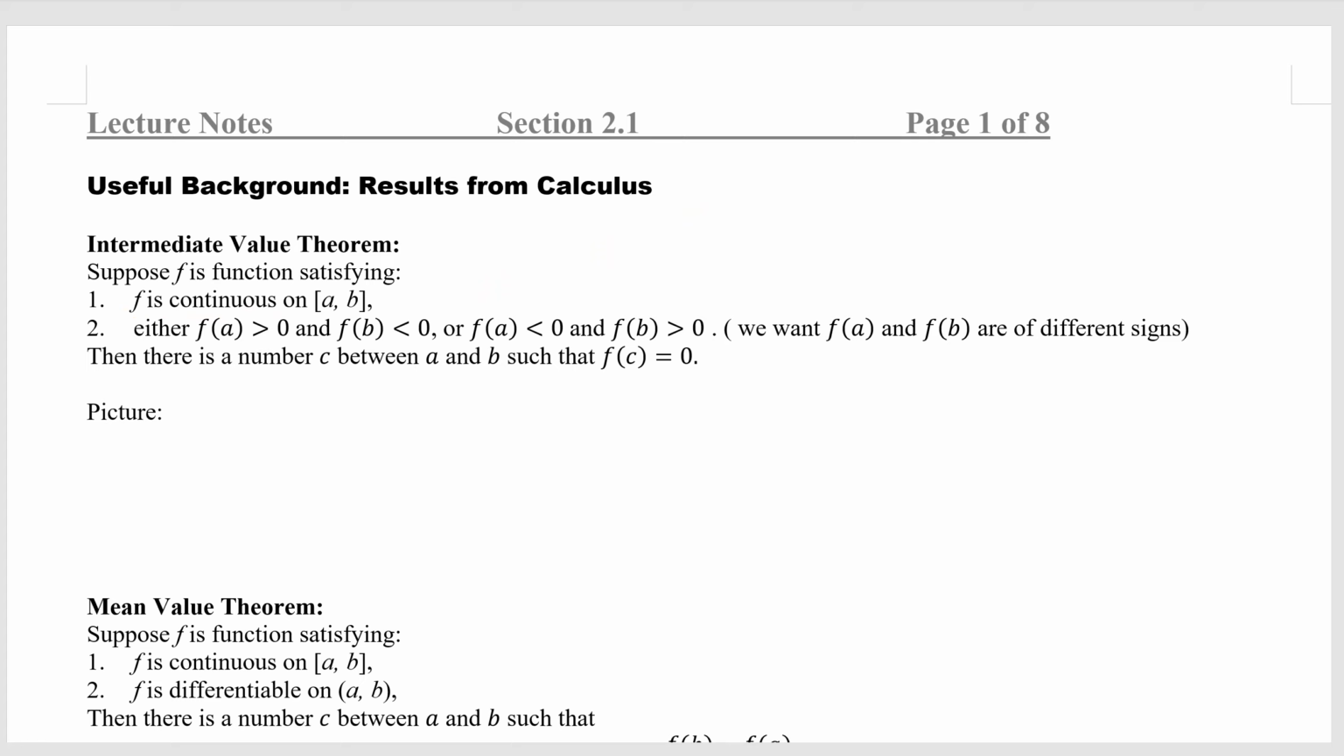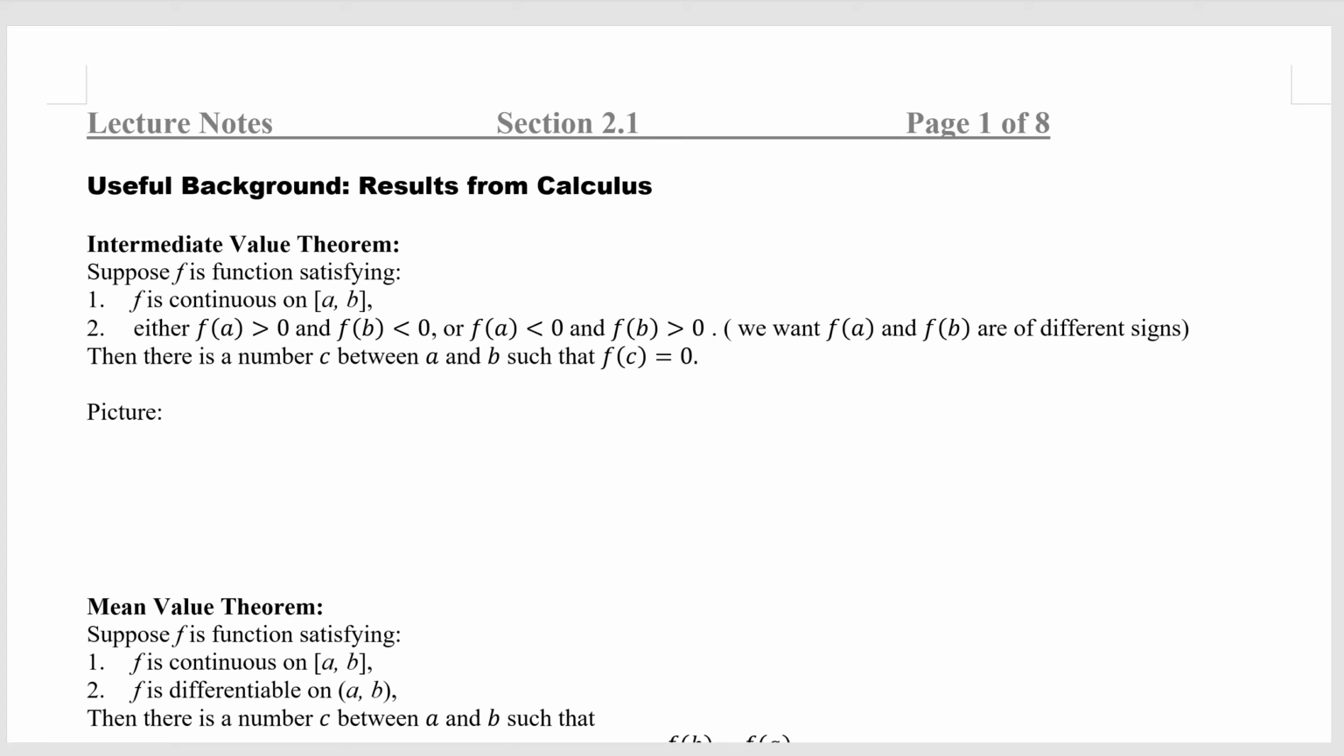Either f(a) is positive and f(b) is negative, or f(a) is negative and f(b) is positive. So we want f(a) and f(b) to be of different signs. Okay, so these are the two assumptions. The conclusion is there exists a number c between a and b such that f(c) = 0.